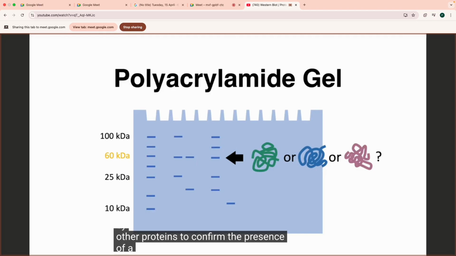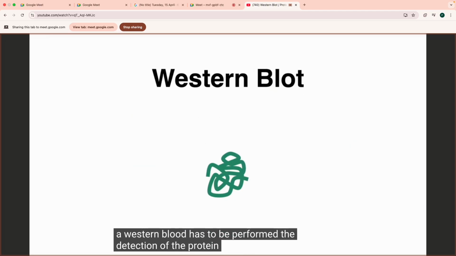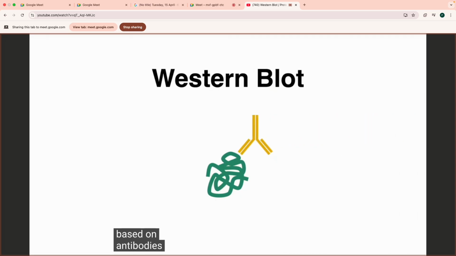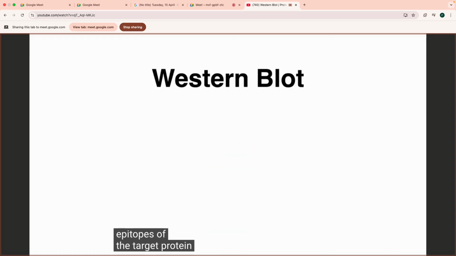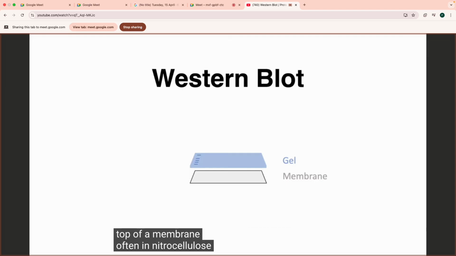To confirm the presence of a specific protein, a Western blot has to be performed. The detection of the protein of interest is based on antibodies, designed to exclusively bind epitopes of the target protein. The Western blot setup starts with the gel, containing the separated proteins. This is placed on top of a membrane, often a nitrocellulose membrane. This membrane is capable of binding large amounts of protein. Later, the idea is to transfer the proteins from the inside of the gel onto the membrane.